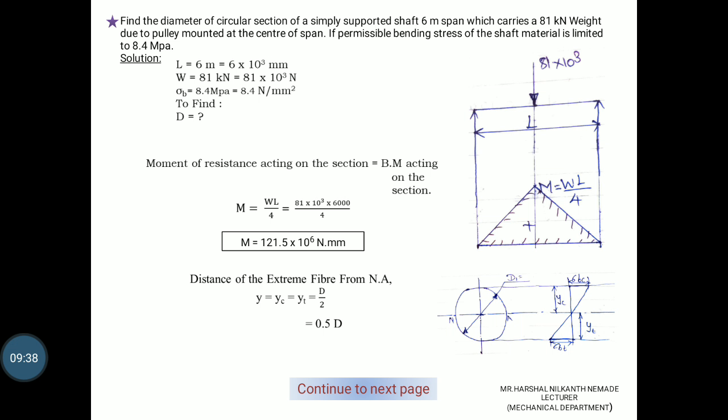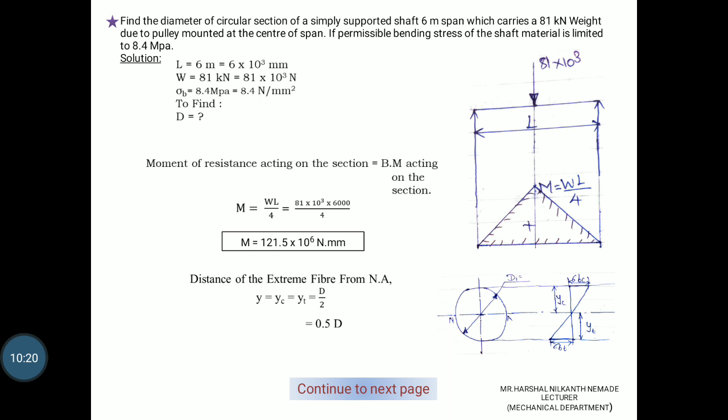Find the diameter of the circular section of a simply supported beam shaft of 6 meter span which carries 81 kilonewton weight due to the pulley mounted in the center of the span. If the permissible bending stress of the shaft material is limited to 8.4 MPa. Length is given 6 meter is equal to 6 into 10 raised to 3 mm. Weight is given 81 kilonewton, kilonewton to newton by multiplying by 10 raised to 3. Sigma b they have said 8.4 megapascal is equal to 8.4 Newton per mm square. Calculate the diameter, they have said. Okay, find the diameter means d is equal to how much?